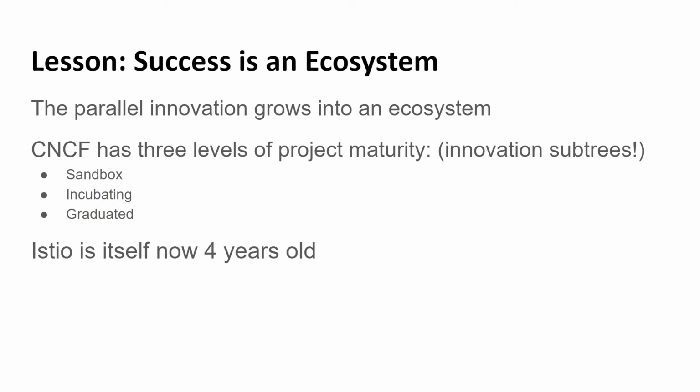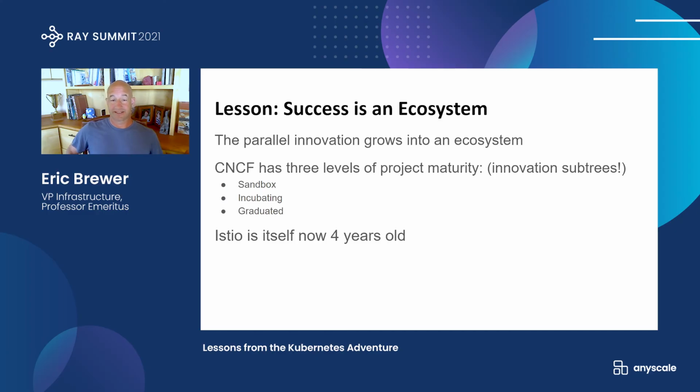And if you take that one step farther, you realize that the success is actually not just the project, it's a whole ecosystem. The parallel innovation turns into parallel projects and parallel systems. And in fact, CNCF formalizes this now by having 3 levels of project maturity. You can think of CNCF projects as innovation subtrees for some part of the larger cloud native space. They started as sandbox projects, which could be good ideas but small teams working on them. Then incubating, where they're approved and are going the right direction, to graduated, something like Kubernetes or Istio. And this has gone on long enough now that even Istio is itself a graduated project that's 4 years old.